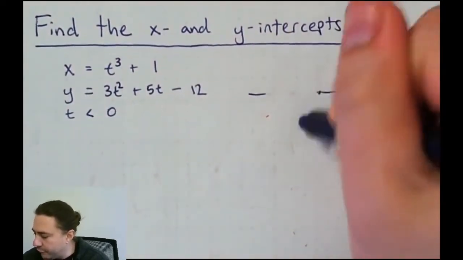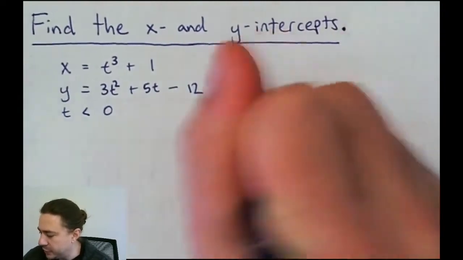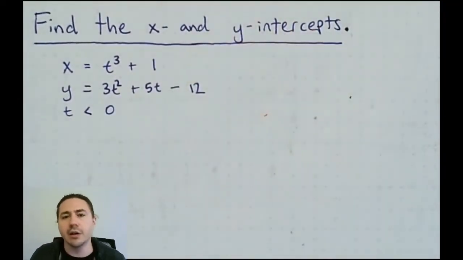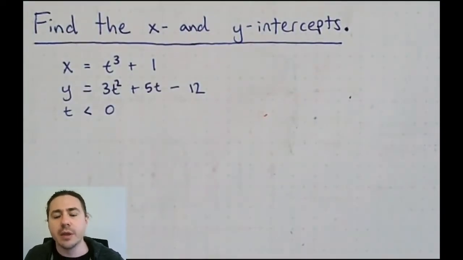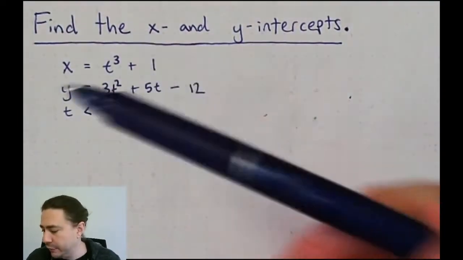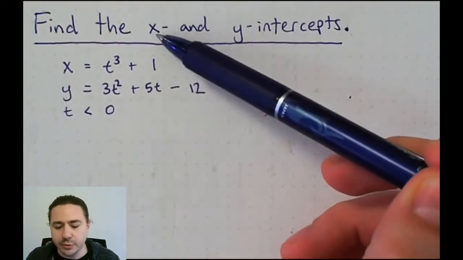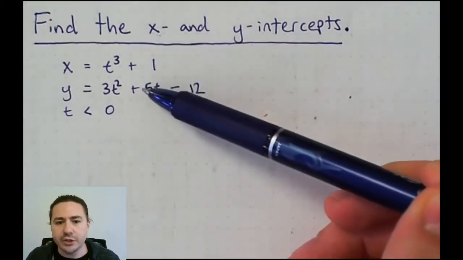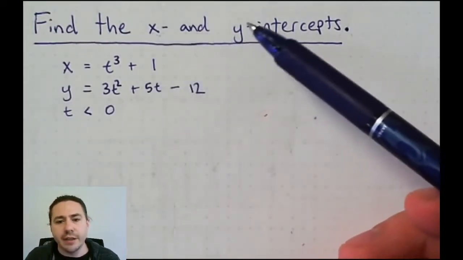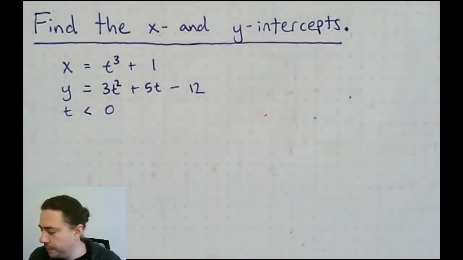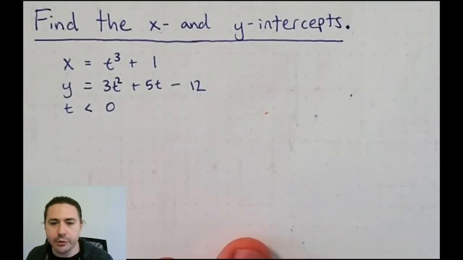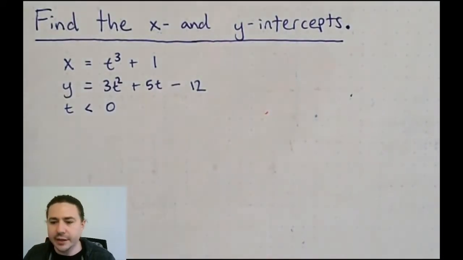Similarly, when you try to find y-intercepts, those are the points that are going to lie along the y-axis, that vertical axis, where x equals 0. So to sum that up, to find the x-intercept, you're going to set the y equation equal to 0. And to find the y-intercept, you're going to set the x equation equal to 0. So I'll break that down as we go through it. Let's go ahead and get into it.